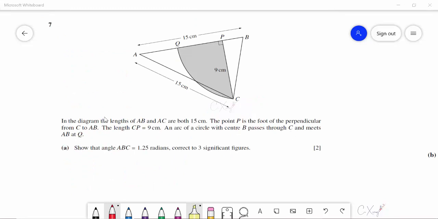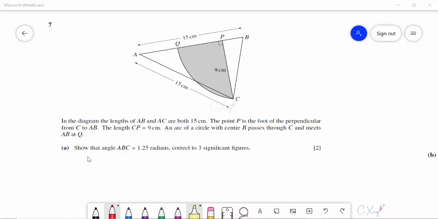Question number 7. Okay, so they give us a diagram and some explanation about the diagram. So AB and AC are both 15 cm. Point P is the foot of the perpendicular from C to AB. And the length of CP is 9. So an arc of the circle with center B passes through C and meets AB at Q.